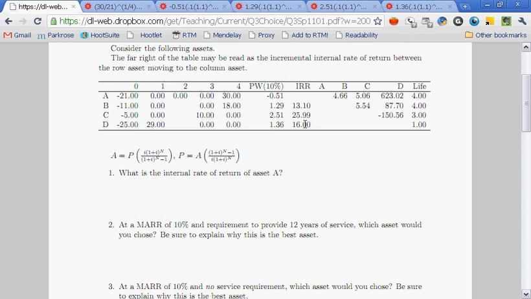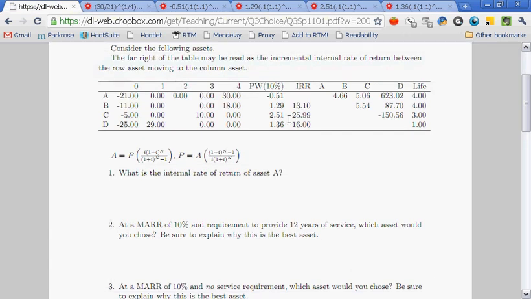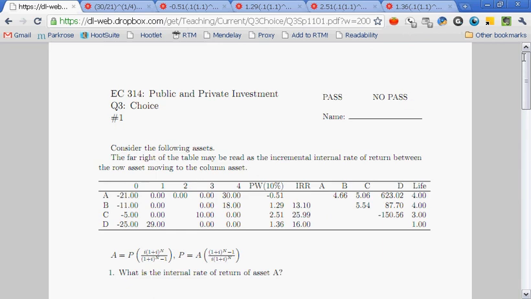Well, so far we know that D's gone and B's gone, and then what you see is that A's also gone too. So the asset you could possibly choose is asset C, so clearly that has to be the best. That should clear up number 1 of the choice questions for winter 2011.